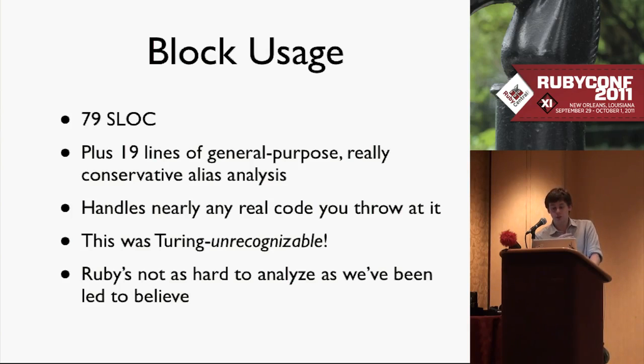And it handles almost any real Ruby code you throw at it. Again, there's always cases that it won't be able to handle, including real-world cases, I'm sure. But this is Turing unrecognizable. That's harder than the halting problem. Ruby's not as hard to analyze as we've been led to believe. And a big part of this is the syntax and the idioms. For example, block_given?, everyone uses block_given?. That's just one example. Yield, by being an actual keyword, makes it a lot easier for the control flow graph builder to create separate code paths for that to make it easier for later analyses.